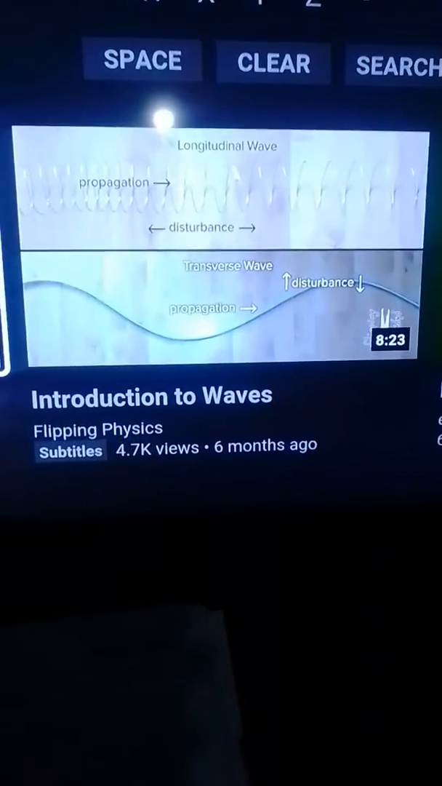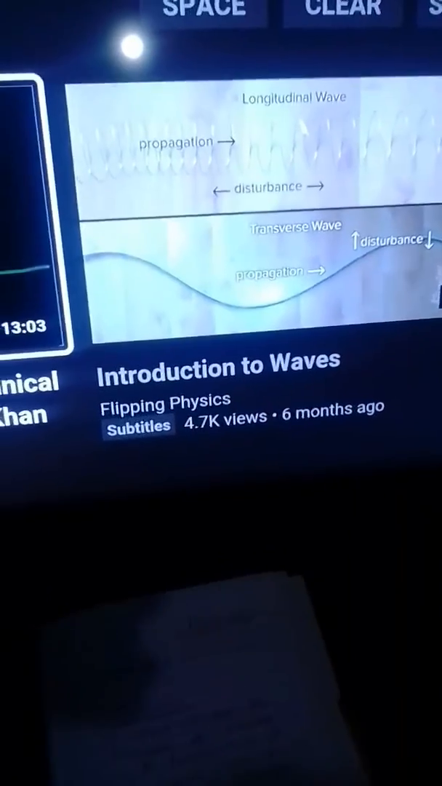So the first thing we shall be looking at is the types of waves: longitudinal wave and transverse wave. That is very particular in this my e-learning class. So first, let's look at what is a wave here.